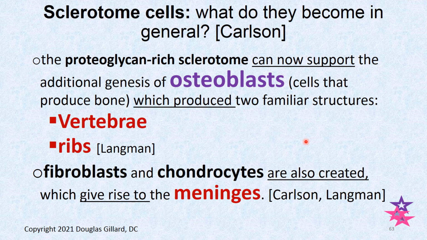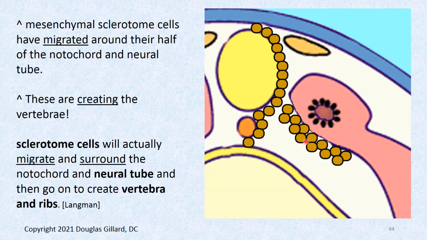So some of the mesenchymal tissue morphs into osteoblasts. Oh, that gives rise to bone, doesn't it? Yeah, and these osteoblasts are actually going to form vertebrae and ribs. We have a little more to the story to talk about first, but that's ultimately where we're going. Fibroblasts and chondrocytes are also created from our mesenchymal tissue, and that's going to give rise to the meninges, right? The dura, arachnoid, and pia mater.